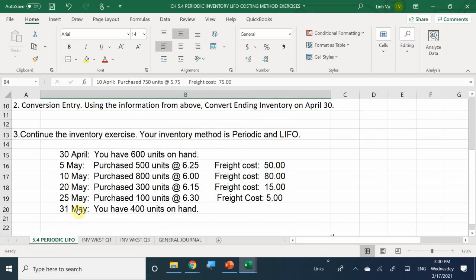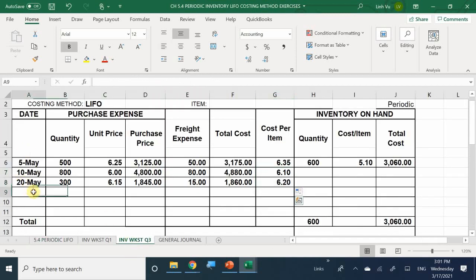What happened May 25th? We purchased 100 units at $6.30, with a freight of 5. So 100 at 6.30 with a freight of 5. What's my total? The total purchase price is $630, and the total cost was $635. And the cost per item is $6.35. Awesome.